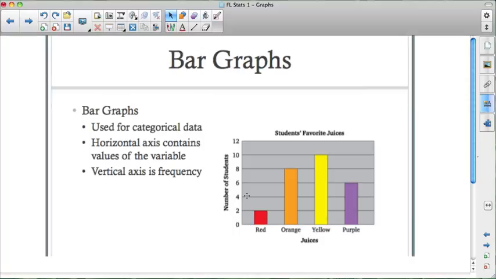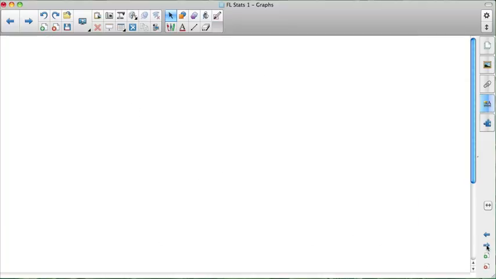The vertical axis is the frequency. How many students liked red? How many students liked orange? We can see that 10 students prefer to drink yellow juice. So one thing to point out is that the order along the x-axis doesn't matter. Whereas with a dot plot, we put them in numerical order, 1, 2, 3, 4, 5. Colors don't have an order. So red, orange, yellow, purple, I could exchange any of those without a problem.